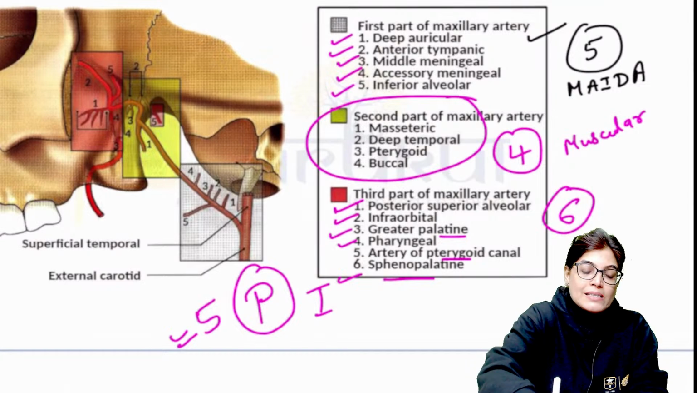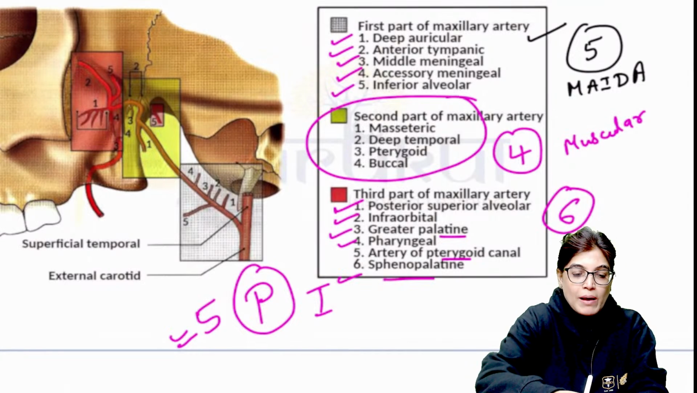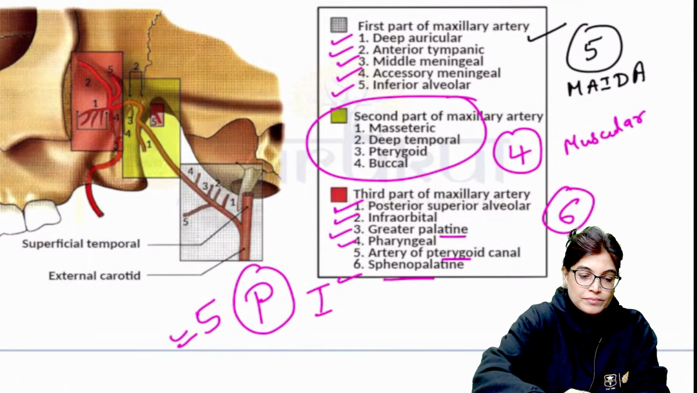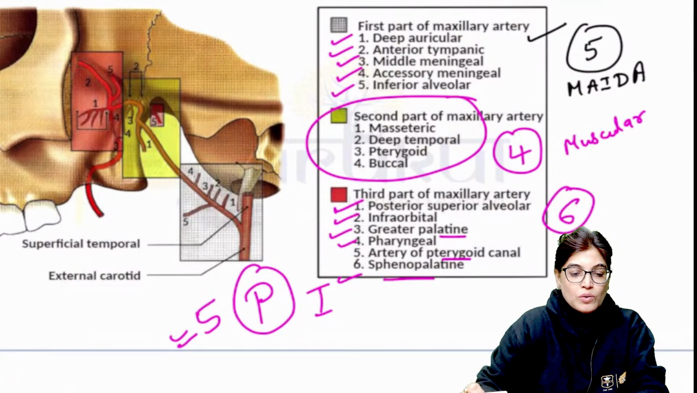So all of you please memorize this branch. It is very, very important for you to know. It's very important for you to note down.